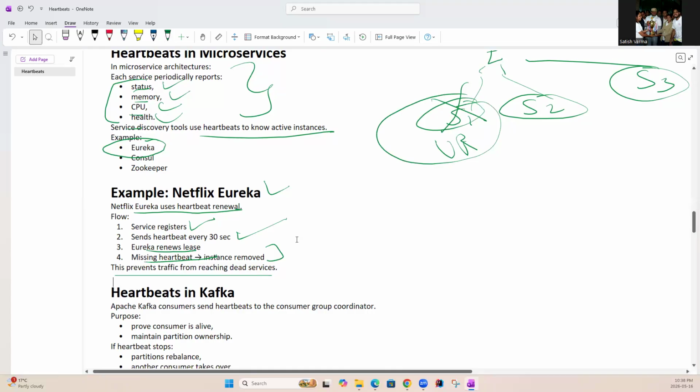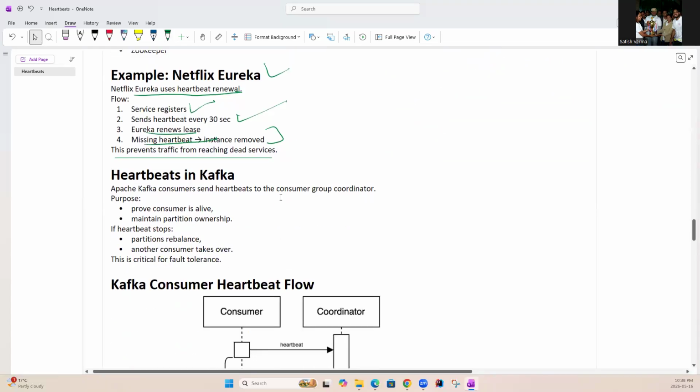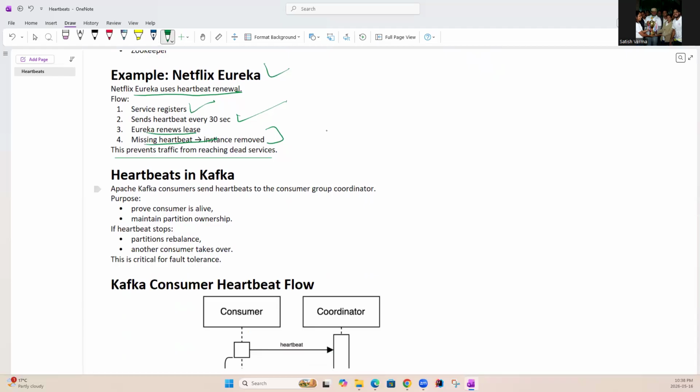Now, heartbeat in Kafka. I already gave some idea. In Kafka, the consumer sends a heartbeat to the consumer group coordinator, which is the broker.